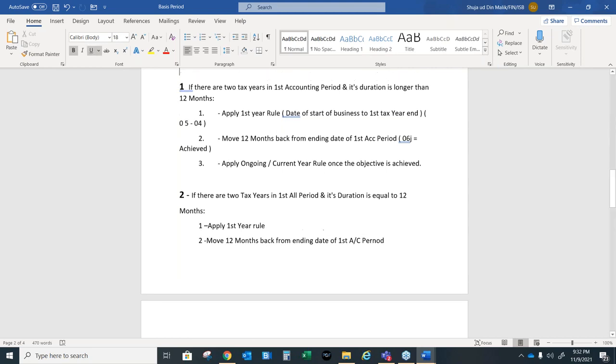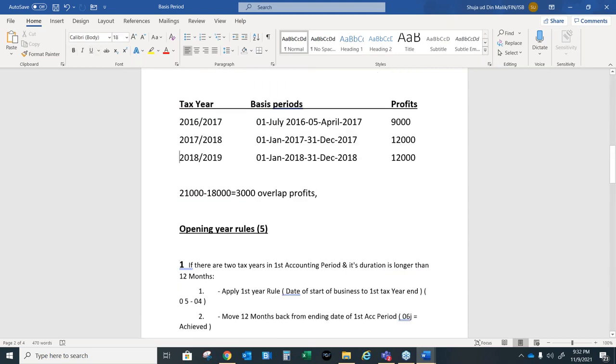Ihtisham, you can clearly see that in 2017-18 you will be paying tax again. So the overlap profits are arising in the months of January, February, and March 17. So in 17-18 you will be paying tax again on the months that have already been taxed in 16-17. I hope it's clear. Okay, an example would be good.